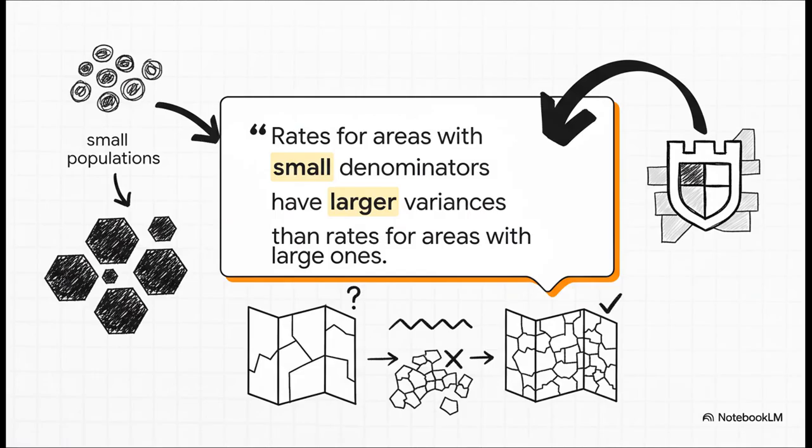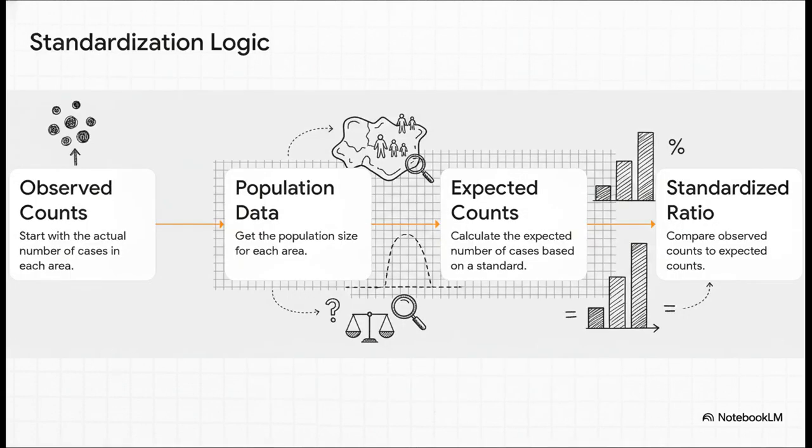And this quote right here really gets to the heart of the matter. It says that rates for areas with small populations, small denominators, just have way more variance. They're way more unstable. Standardization is what helps us control for that wild instability we saw in that chart a minute ago. So how does this whole standardization thing actually work?